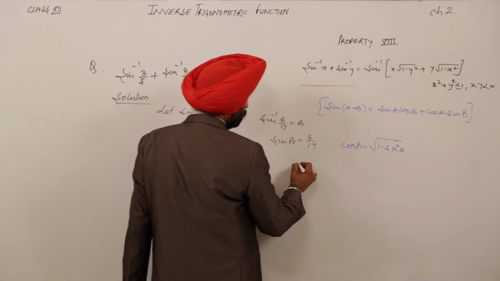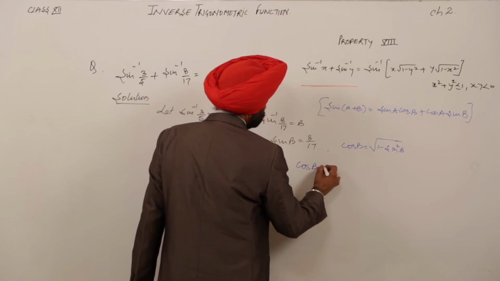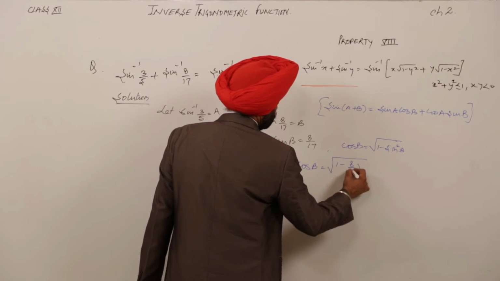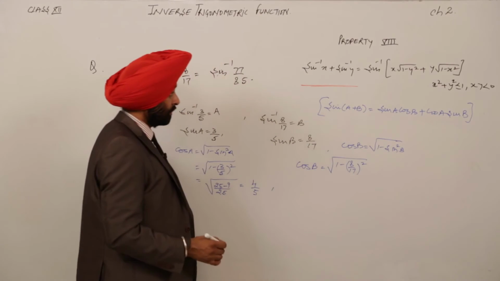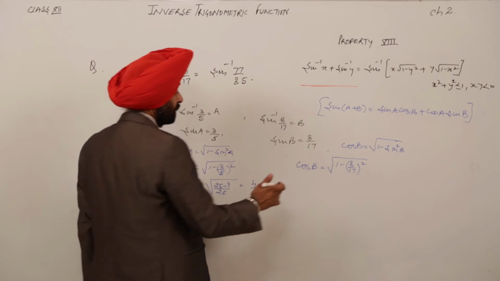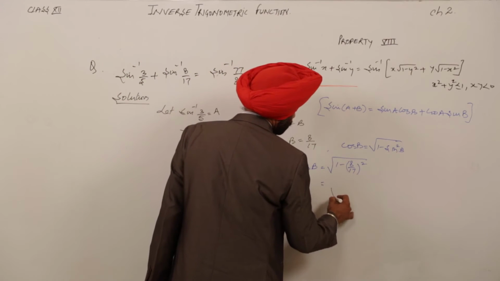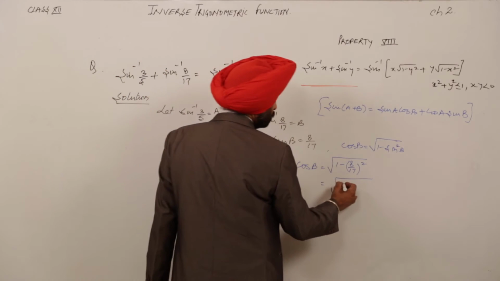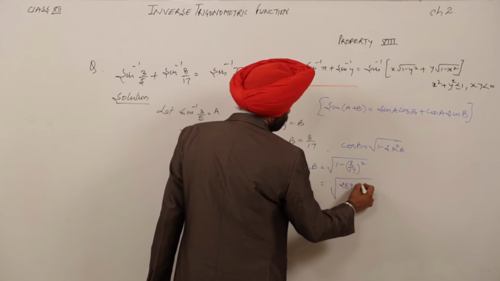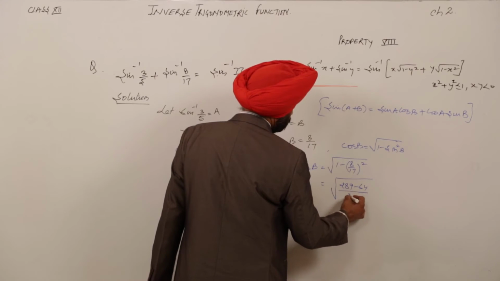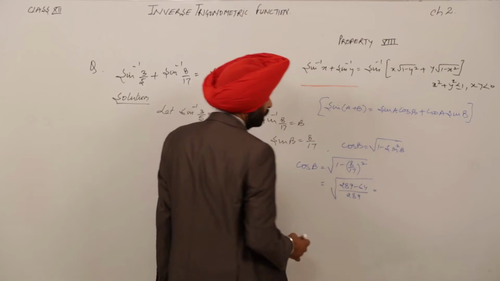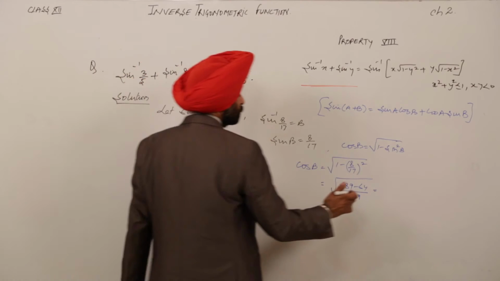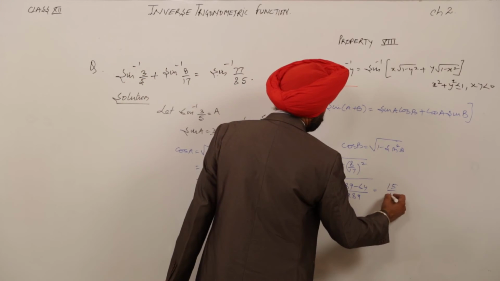Okay. Similarly, cos b is equal to under the root 1 minus 8 by 17 whole square. Now 8 by 17 whole square, we get it as the square of 17. What is the square of 17? It is 289. Okay. So we can write 289 minus 64 upon 289, and what is 289 minus 64? 225. Okay, so this becomes 15 upon 17.